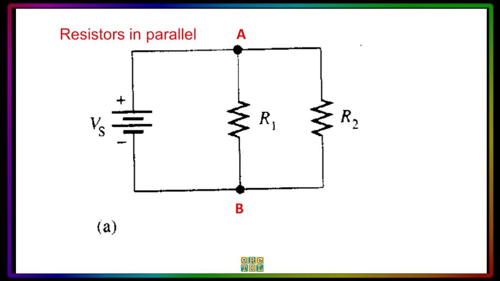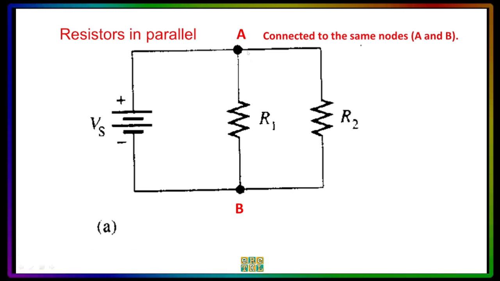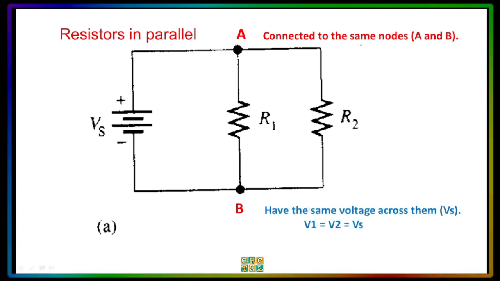For example, in this circuit, we have resistor R1 and resistor R2 connected in node A and node B. And so the same nodes A and B are connecting together the R1 and the R2. So this is parallel. They also have the same voltage across them. So whatever is the voltage value of Vs, that will be the voltage value of V1 and V2. Therefore, V1 is equal to V2 is equal to Vs.